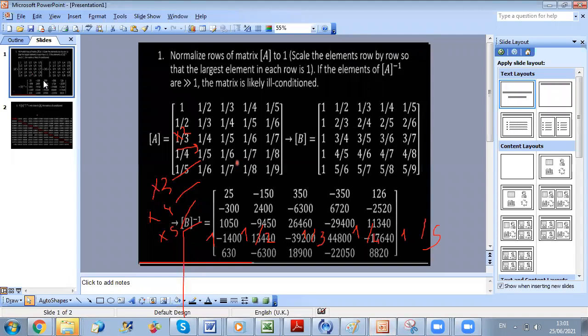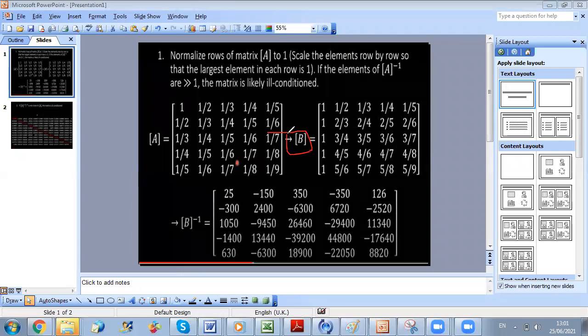So as you can see, once you are done with the normalization process, this will be your updated matrix. The first row remains as it is, and as we said, we multiply the second by 2. For example, in the last row you multiply by 5, so you get 1, 5 over 6, 5 over 7, 5 over 8, 5 over 9. So now this is the normalized, scaled matrix. Now the strategy is to find B minus 1. I advise you to do this exercise to make sure that you know how to do LU factorization.